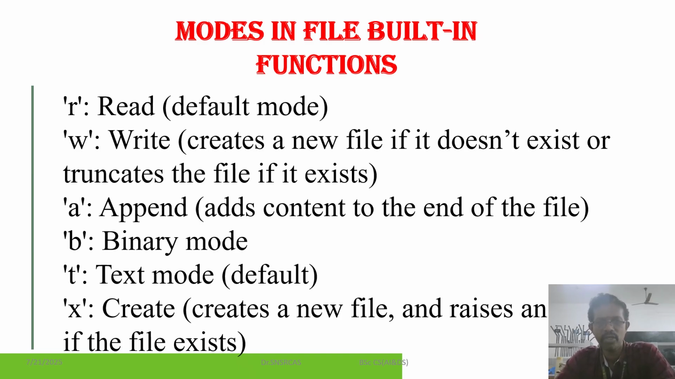Next, we will see append. Append means the file already exists, and with that content we are going to add content to the end of the file. That is called A. Next is B, for binary mode. Binary is in 0s and 1s, so we represent binary mode with B. Next is T. T represents text mode. By default we use text mode for the modes in the built-in functions.